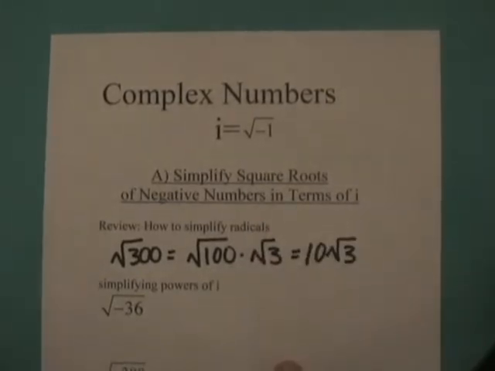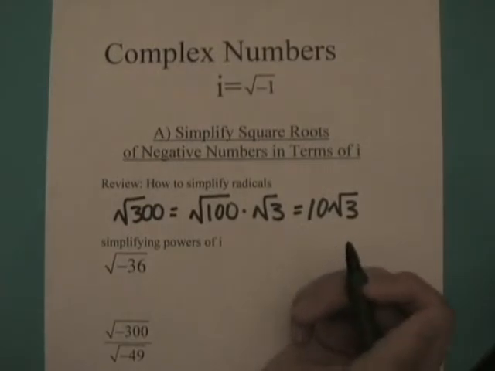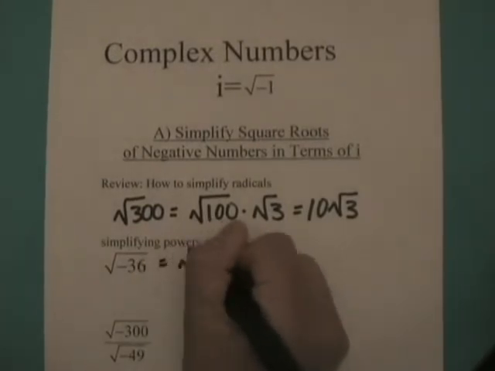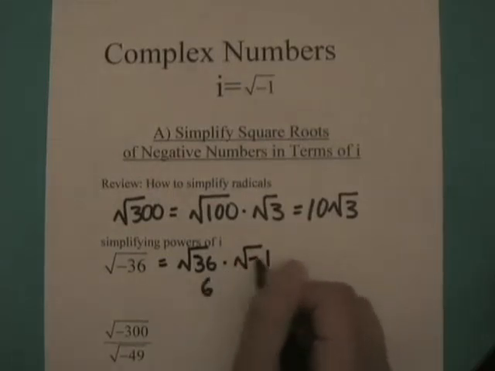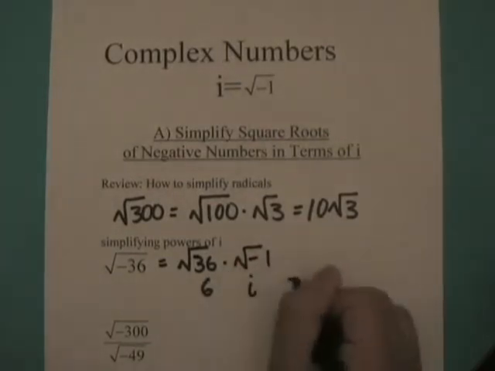So let's do a negative number square root. Let's use radical negative 36. That equals radical 36 times radical negative 1. So radical 36 just equals 6, and radical negative 1 equals i. So that just equals 6i.